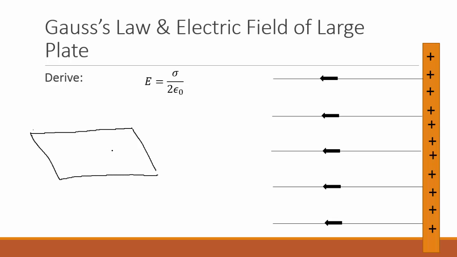So there's my 3D drawing of the plate. It'll continue going on in all directions. Now what I imagine is that I'm going to draw what's commonly called a pillbox, but it's really just a cylinder. And this is going to be the surface I'm going to use for Gauss's law. And it'll extend through the plate. So that dotted line there is where this cylinder crosses the flat surface.